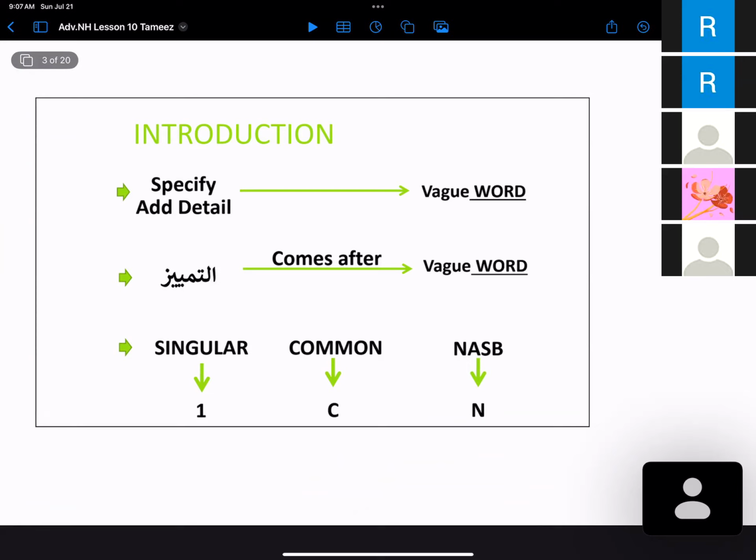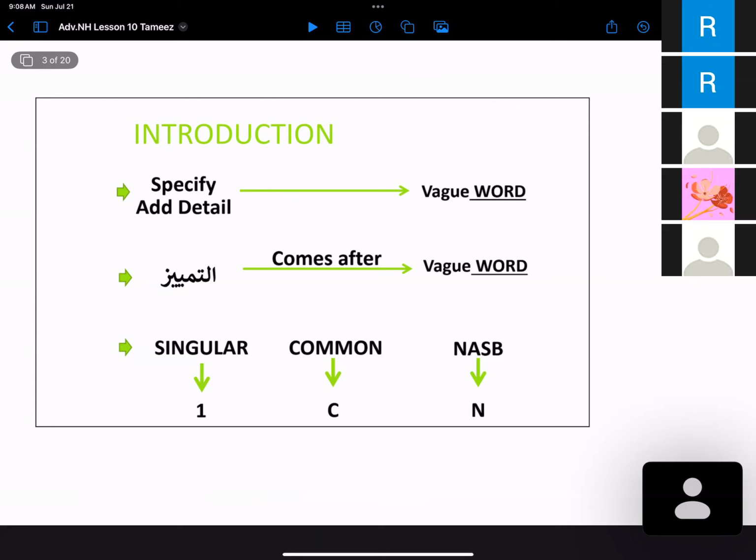So we said that tamyiz is going to specify or give us more detail about some vague word. So there is going to be a vague word which is ambiguous, not clarifying, where we are confused when someone is saying that word, right? So we need more clarification, and that's why tamyiz would come. And tamyiz would be singular, common, and mansub. That should be in our head. Singular, common, mansub. Tamyiz would be singular, common, and mansub, and it will come after a vague word.